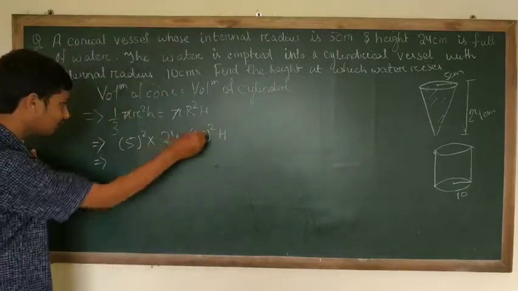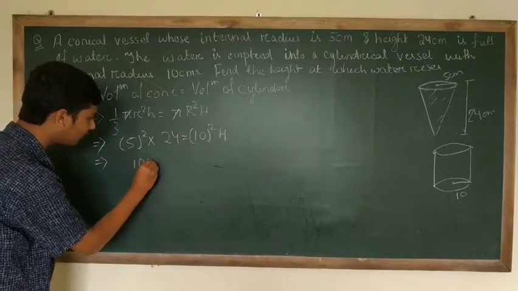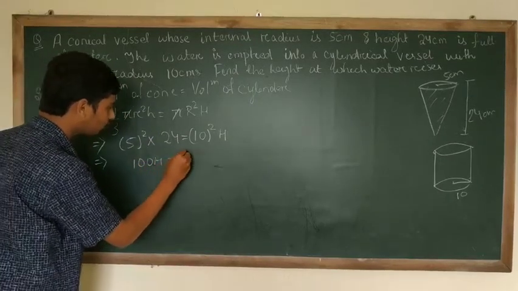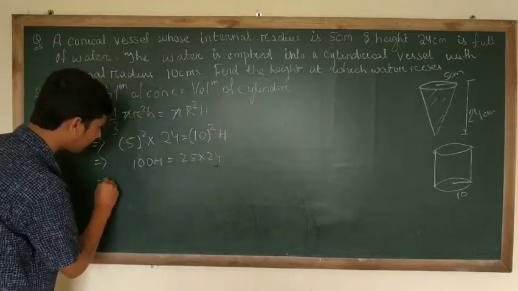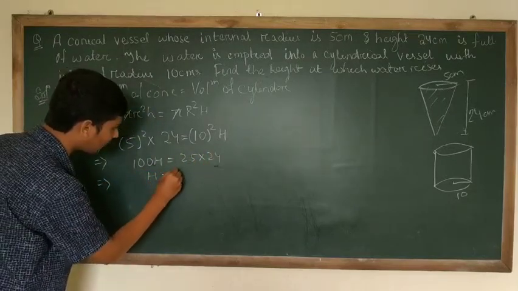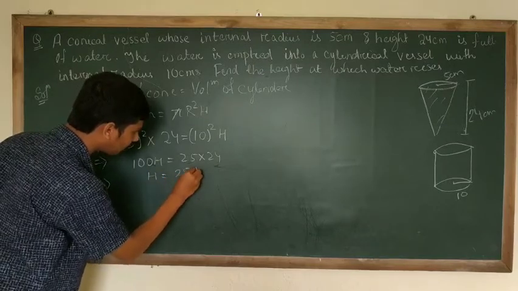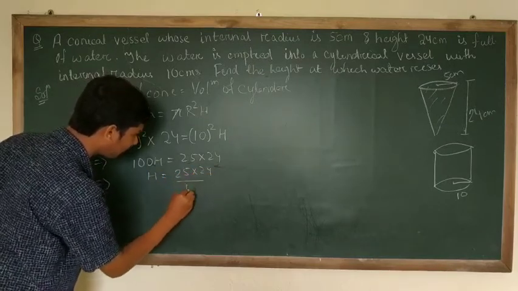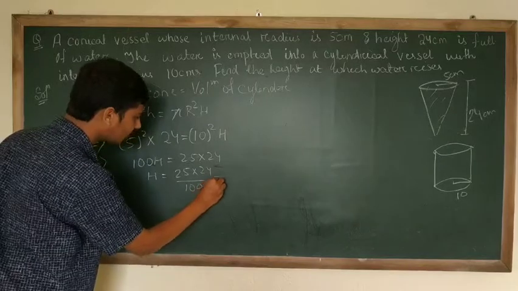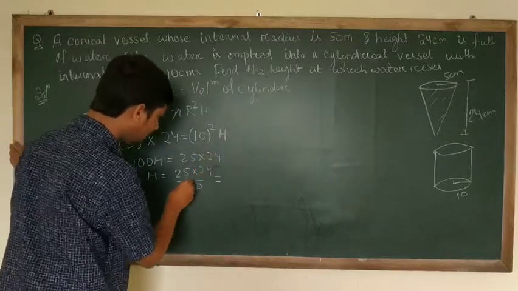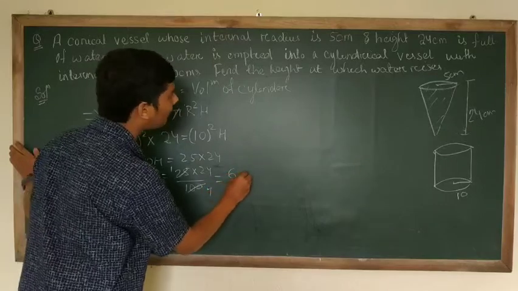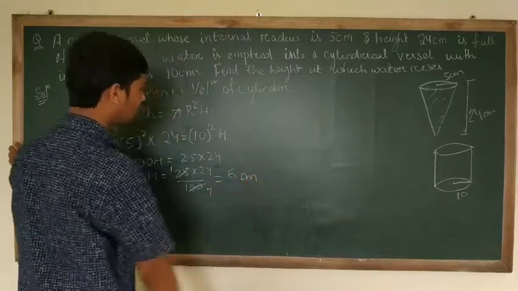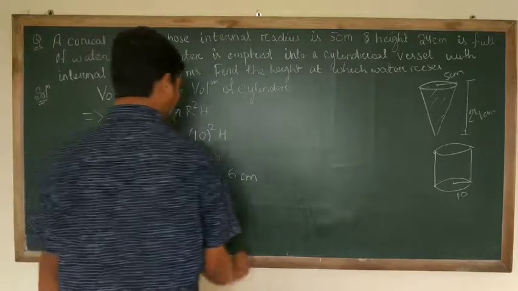So bring this into this side. 100 h is equal to 25 into 24, implies that h is equal to how much? 25 into 24 by 100, which is now going to be how much? This is 1, this is 4, and this will be 6 centimeter. This is the height. You can easily find. Okay.